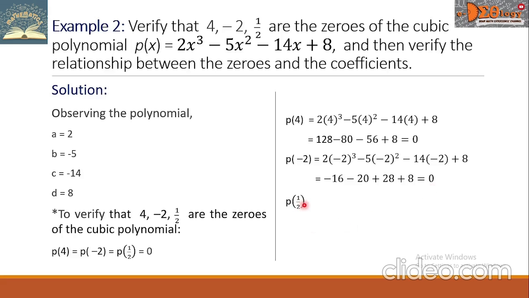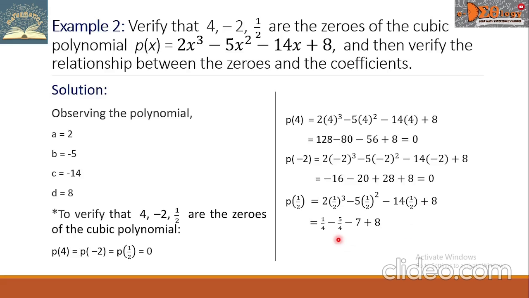Then we go to P of 1 half. When we evaluate, we will get 2 times the cube of 1 half minus 5 times the square of 1 half minus 14 times 1 half, then plus 8. We simplify 1 half cubed, we get 1 over 8, then times 2, we will get 1/4. Then the square of 1 half is 1/4 times negative 5, we will get negative 5 over 4, minus the 14 times 1 half is 7. Then we copy plus 8.